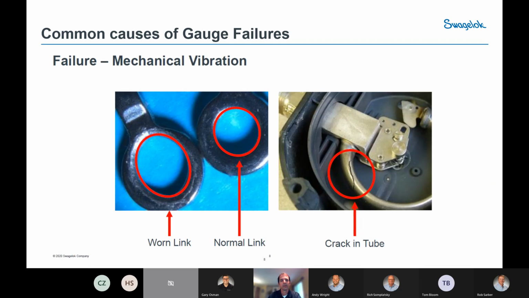Some other issues that vibration might cause is wearing on the link. A normal link is a round shape like this, whereas a worn link, you can see how this one is kind of ovaled out, and that's going to make your gauge less accurate. You can also see here how you have a crack in the bourdon tube, so a heavy vibration can actually crack the bourdon tube, and then you've got a complete gauge failure and leakage of your system fluid.